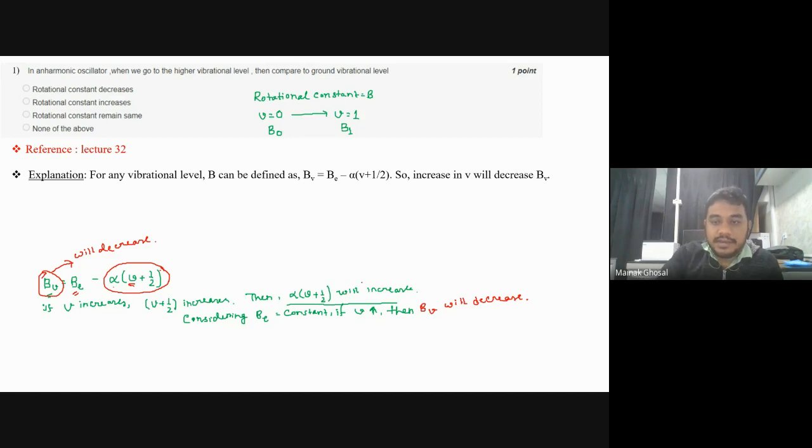So what should be the answer? An increase in V will actually decrease BV. So the answer is that the rotational constant decreases. Got this answer?